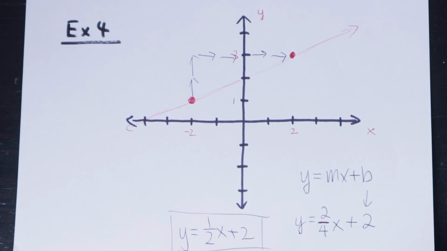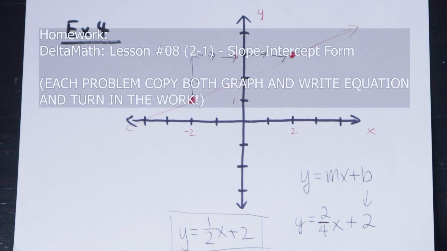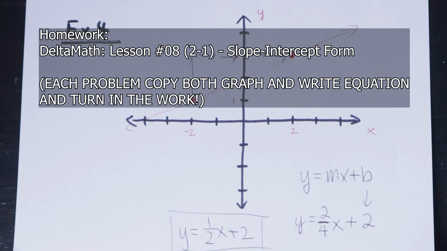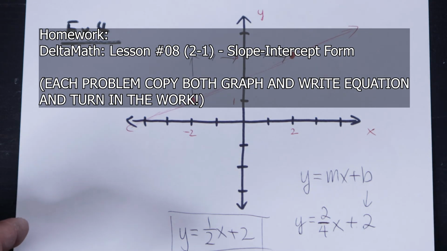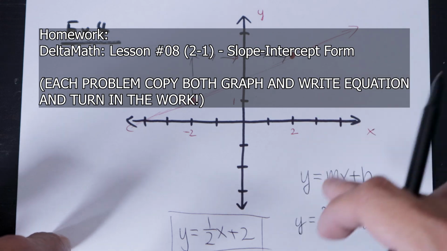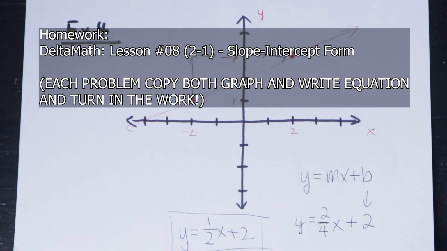Your homework today is going to be on Delta Math, which is titled Lesson 8 2-1 Slope-Intercept Form. Even though there's not much work you have to show, you have to copy the problem. If it's a graph, you're going to copy the graph and write me the equation of a line. If it asks you to graph it, then you're going to copy the equation and then generate the graph. So that means for each problem, I need to see one graph and one equation. I repeat, in every problem, I need to see one graph and one equation.